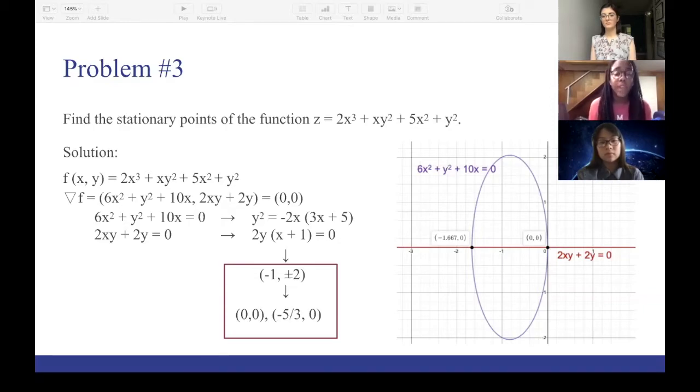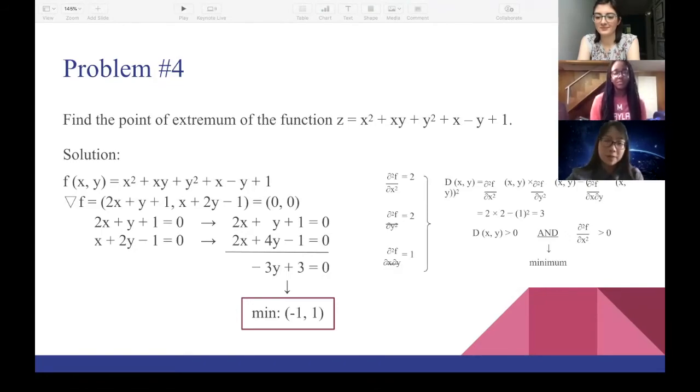And from there, we were able to get 4 critical points. From the first partial derivative, we were able to get the points (-1, 2) and (-1, -2). And from the second, we were able to get the points (0, 0) and (-5/3, 0).